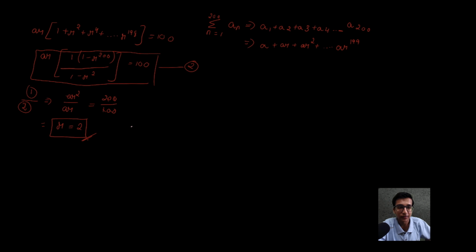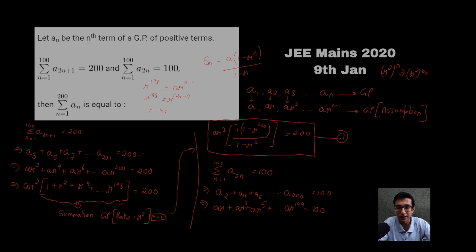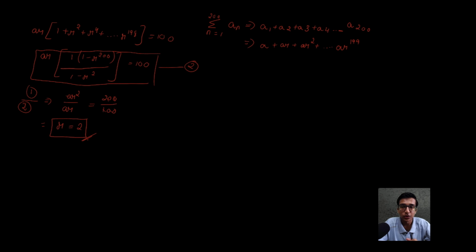Now let's try to find out the value of a first. So if you look at both these equations that we have, ar into (1 minus r to the power 200) upon (1 minus r square) is equal to 100, and the first equation, ar square, if you were to put r is equal to 2 in this equation and then try to calculate the value of a, it would become a lot difficult for us to calculate because r is to the power 200, and we wouldn't be able to calculate the value of a very easily from here. So how can we calculate the value of a so that we get what has been asked in the question?